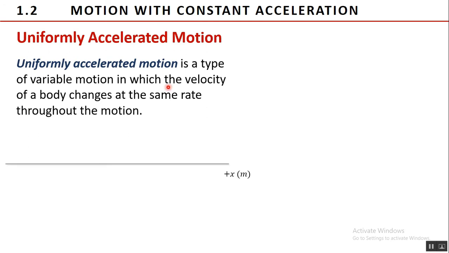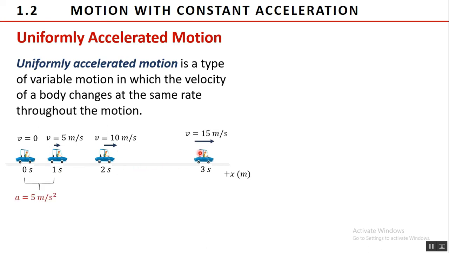Uniformly accelerated motion is a type of variable motion in which the velocity of a body changes at the same rate throughout the motion. The car in the figure shows this type of motion. At time 0 second, the car is initially at rest, accelerates to 5 meters per second 1 second later, 10 meters per second in 2 seconds and 15 meters per second in 3 seconds. We see that the velocity of the car is increasing at a constant rate of 5 meters per second in each second, therefore its acceleration is 5 meters per second squared.